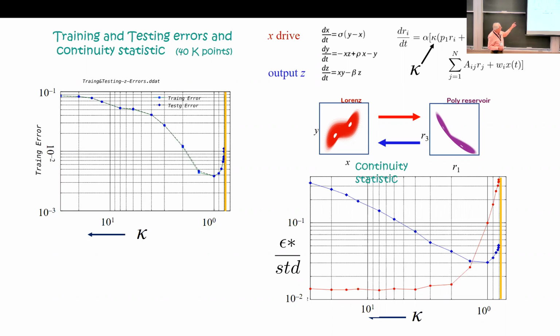So I would say that this continuity is telling you you're moving away. As you move away from kappa equals 1 in either direction, you're moving away from an embedding. You're moving away from a continuous and invertibly continuous function from the drive to the reservoir and back. And you're not getting any kind of a good embedding as you get away from that. So that connects it to something that's important, namely the testing errors.